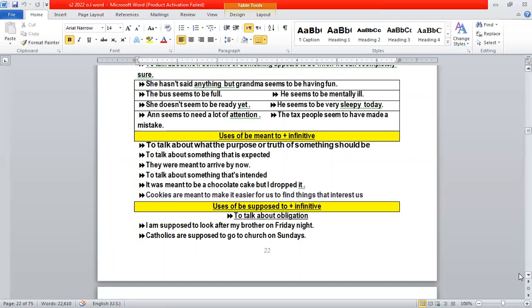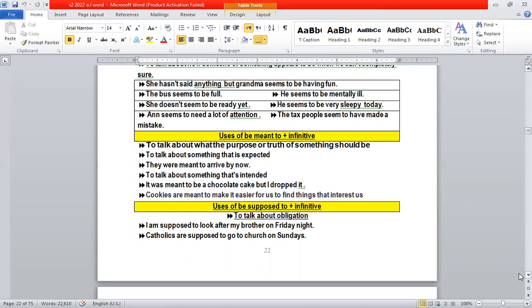Okay, what about the verb to be plus meant to? Of course, meant to is followed by infinitive. So we say be meant to plus infinitive. What's the meaning and what's the usage? To talk about what the purpose or truth of something should be. So you talk here about the truth of something. To talk about something that is expected.